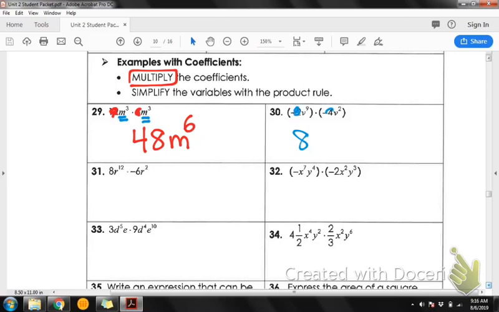Okay, and then we can forget about these. Ashley, how many V's do I have? 11. Perfect. 8V to the 11th. Okay, let's hop down to 32.